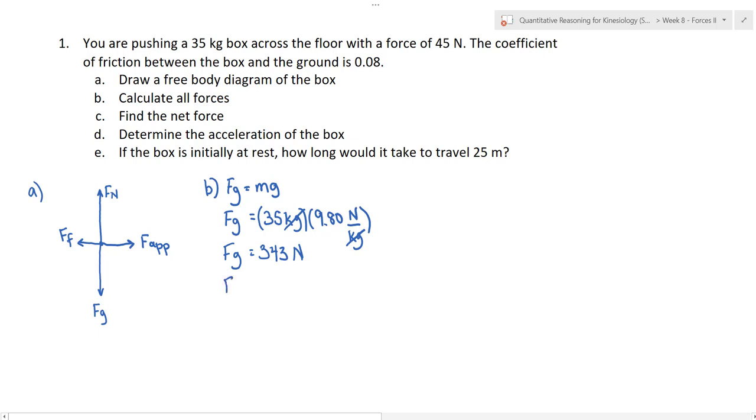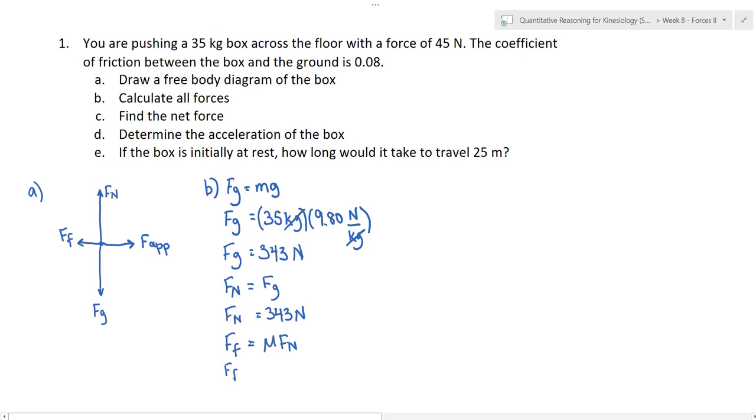Moving on to F normal. We know that F normal has to cancel out with that Fg. Those are the only two forces acting in the y direction. So F normal should also equal Fg. F normal then is 343 newtons. Okay, once we know F normal, we can find force of friction, because the force of friction is always equal to the coefficient of friction times the normal force. So we can't find force of friction until we know the normal force.